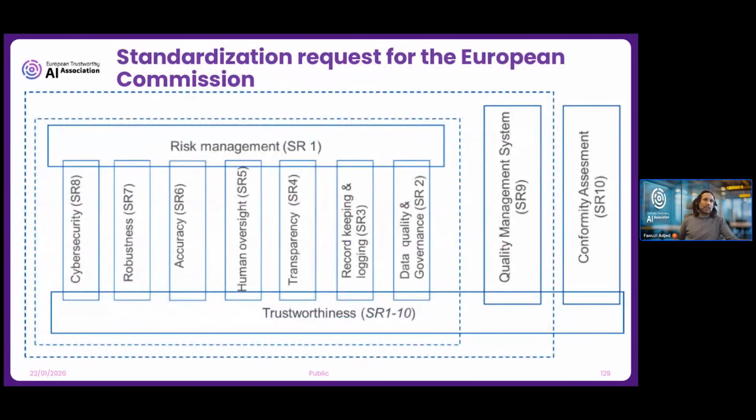There are 10 standardization requests made by the European Commission, as presented in this slide. We can see accuracy, robustness, cybersecurity, and of course risk management, and we can see trustworthiness as the horizontal standard, because we are working on horizontal standards. We are not working on sectorial or vertical standards. We are working on horizontal ones.